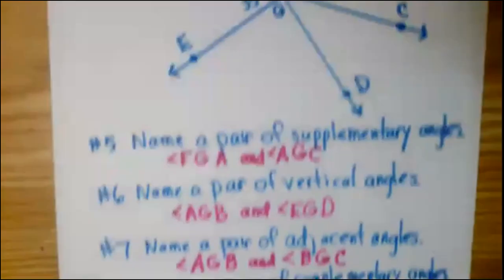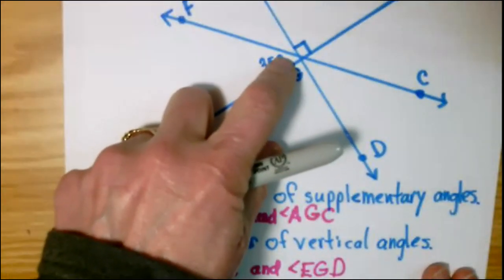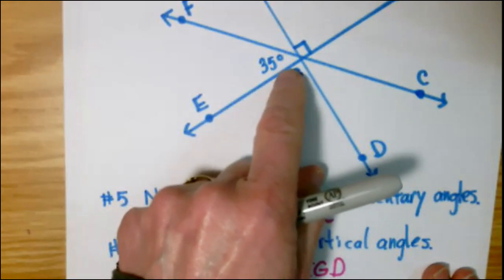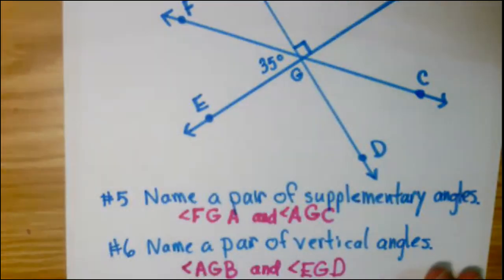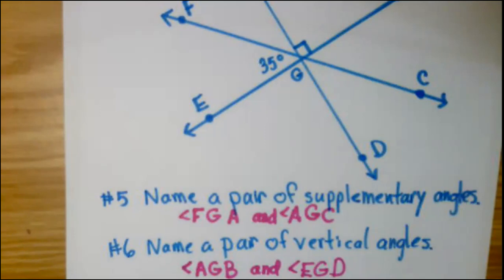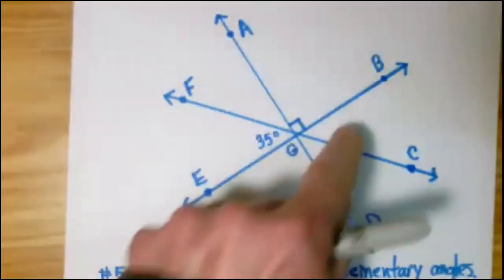But now look at this. If you know that this is 90 degrees, you also know that what else is 90 degrees? This is 90 degrees, and that is 90 degrees. So you can find another set over here of complementary angles right there. You could have said DGC and CGB.